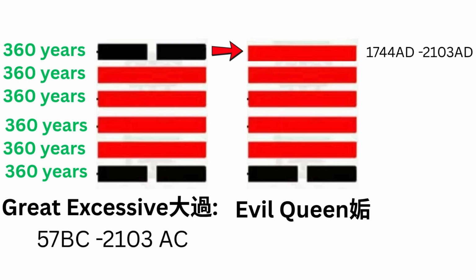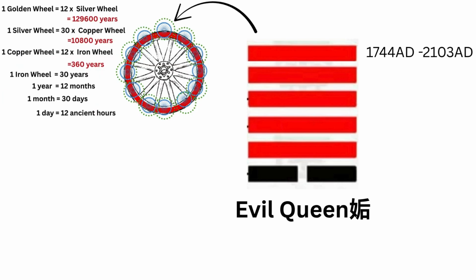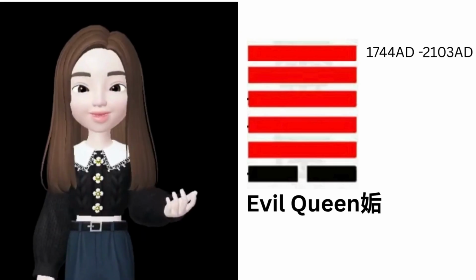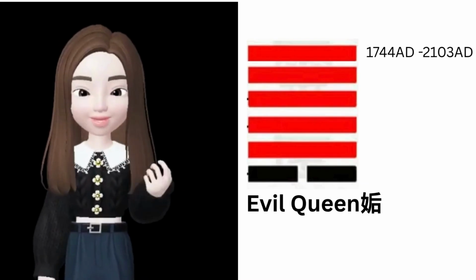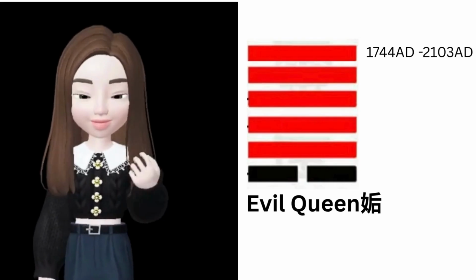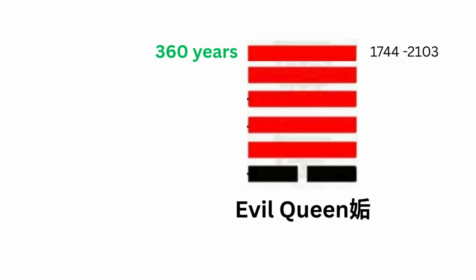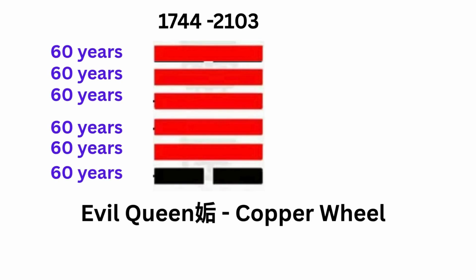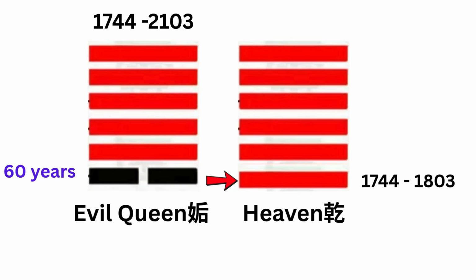This is exactly where we are now, year 1744 to 2103. By using this method, we know we are living here, hexagram Evil Queen of the Copper Wheel. Again, 360 years is still too long for a human lifetime. So, we can use the same method to calculate the Iron Wheel as we do for the Copper Wheel. As we know, we are currently in this 360-year cycle correspond to hexagram Evil Queen. And each Yao covers 60 years. Again, when its first Yao changes, it turns hexagram heaven.